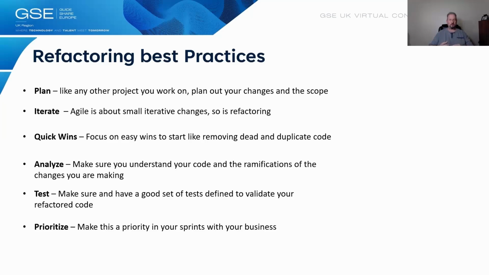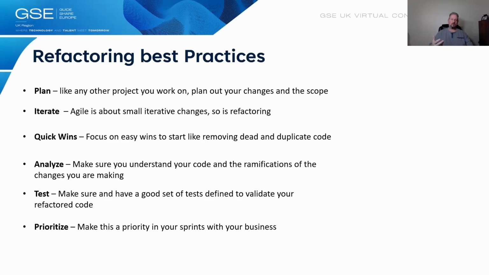The second thing you need to do is iterate. Agile is about small iterative changes, and so is refactoring. You don't want to take your entire application and break it up into 16 pieces all at once and push all of that change into production tomorrow, right? You want to start small, with small iterative changes that make incremental improvement to your code base. And that is exactly what refactoring is about. It's not about slicing the cake into 100 slices. It's about taking one slice at a time and serving it up.